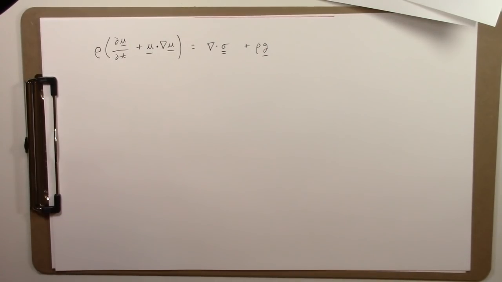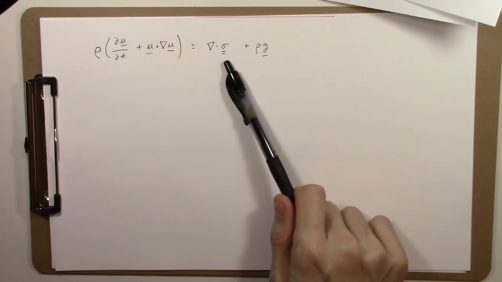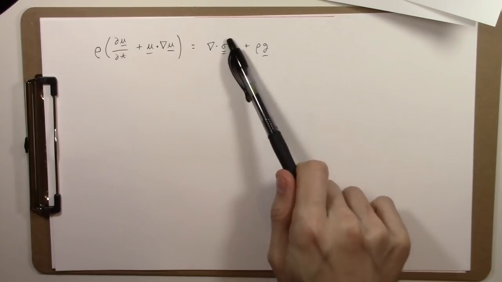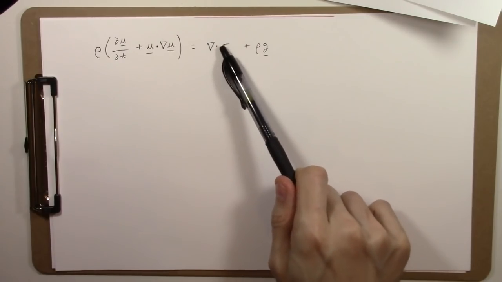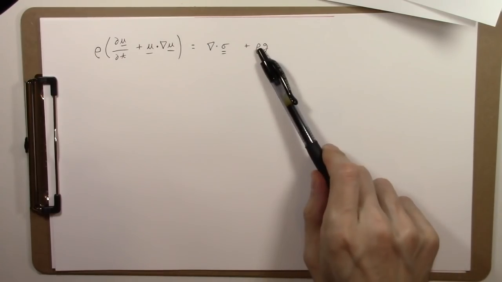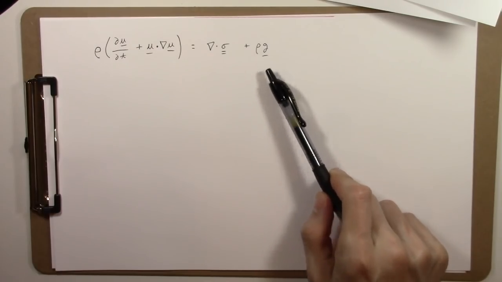So once again, this equation states that the rate of change of the momentum in the fluid is equal to the sum of the forces per volume. So this term del dot sigma gives us the force per volume due to the stresses from fluid deformation. And the second term is the force per volume due to the body force of gravity acting on the fluid.